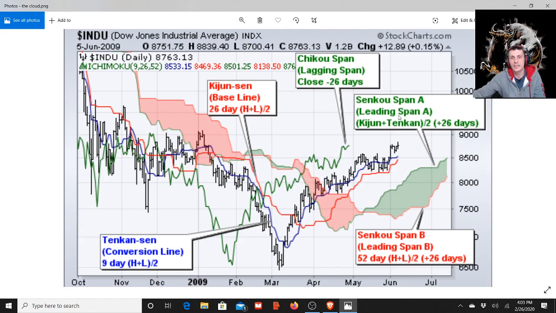Senkou span A is your leading span, that's your green line on top of the cloud here. It's 26 days ahead. And then your Senkou span B is your bottom line on your cloud, and it is also 26 days ahead. And you can see here the Kumo twist. Right down here we twisted and went from red to green.